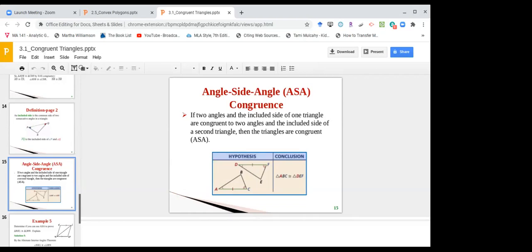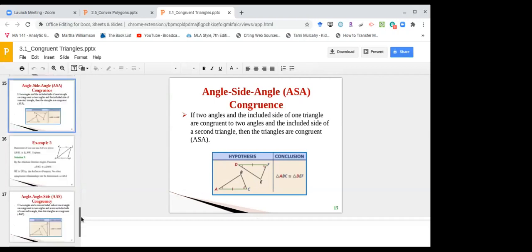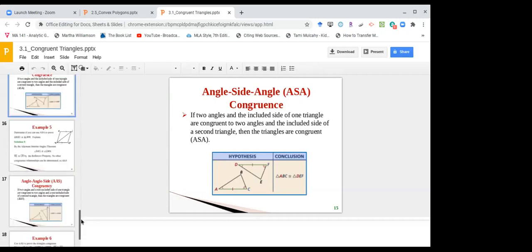So we can show triangles are congruent with angle side angle, with side angle side, or with side, side, side. And that's what lesson 3.1 is going to focus on.